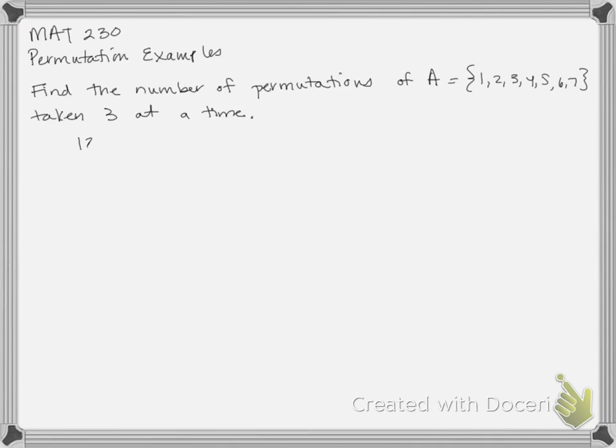So if you have 1, 2, 3, that would be one permutation. 1, 3, 7 is another one. So how many of those could you get? The way you do this is it's 7P3, and the formula for that is 7 factorial divided by 7 minus 3 factorial.